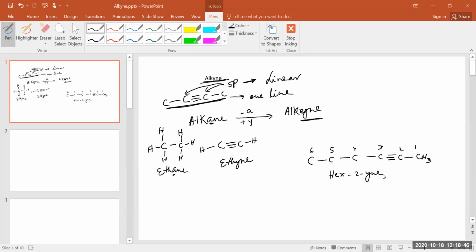When you have two triple bonds, that will be called diyne. Let's say this one here. Now you have CH3 here, and suppose hydrogen here. Numbering will start from this end, so you can give the least possible number to both the triple bonds. So this is also hex, diyne, and this molecule will be called hexa-1,4-diyne.